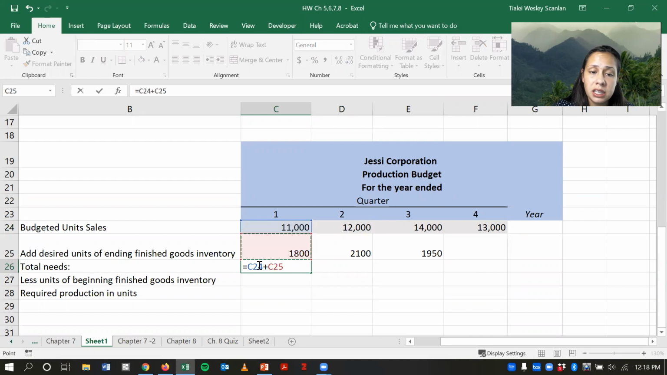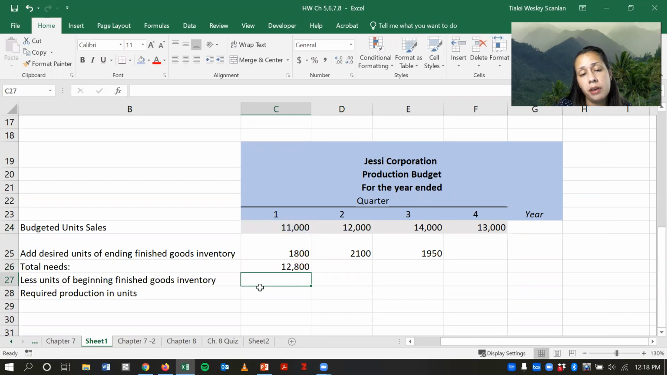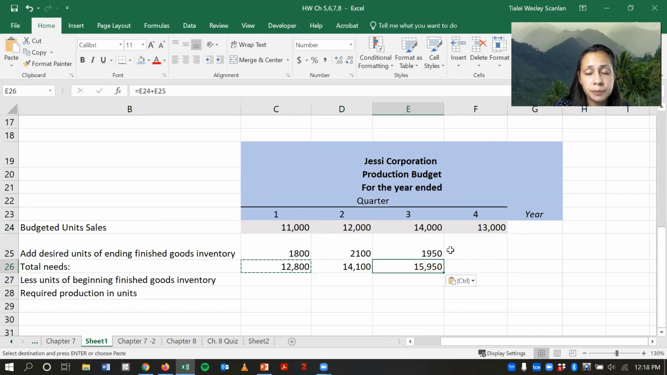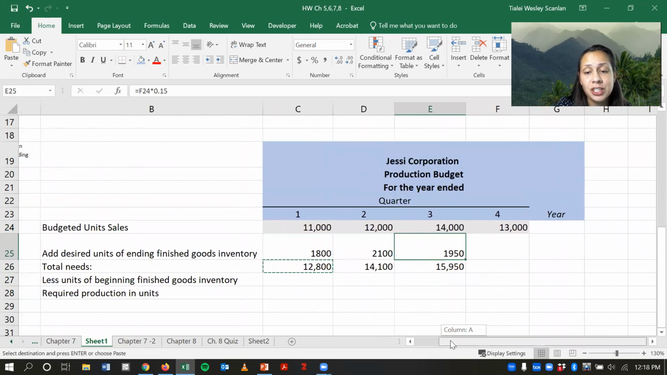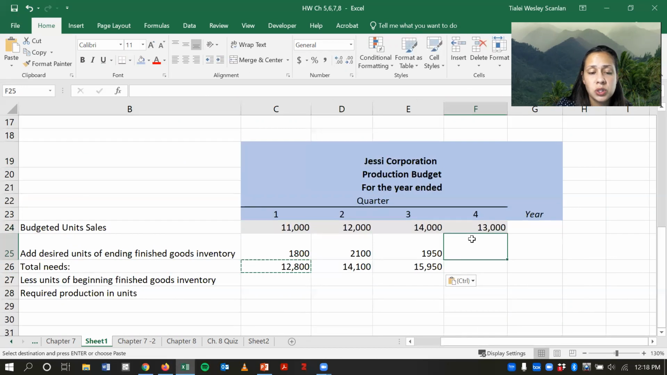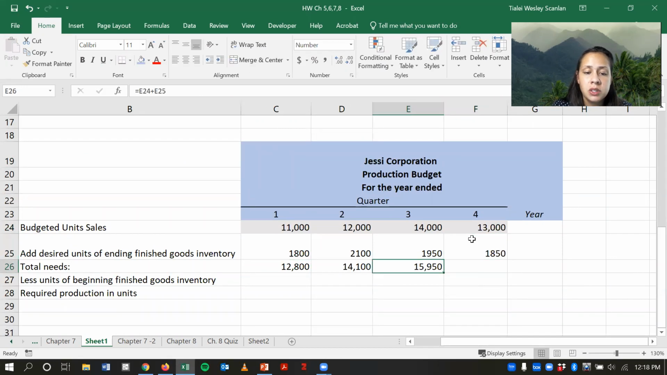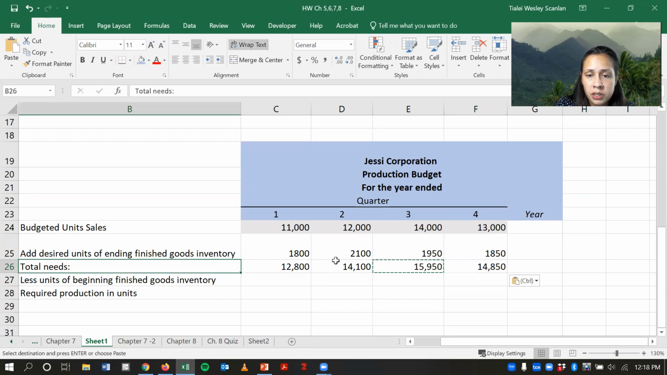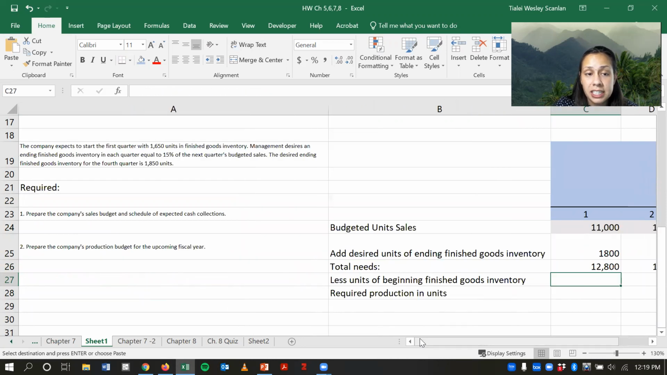So with my budgeted unit sales and the safety stock that I want to have on hand, I have total needs. So I will do the budgeted unit sales, and then I'll add my desired units of finished goods inventory. And for this last quarter four, remember they said the desired ending finished goods inventory for the fourth quarter is 1,850 units. So they just told me that so that I can continue my budget here. So now I have my total needs. Now I'm going to subtract my beginning finished goods inventory. I don't have that until they tell me it.